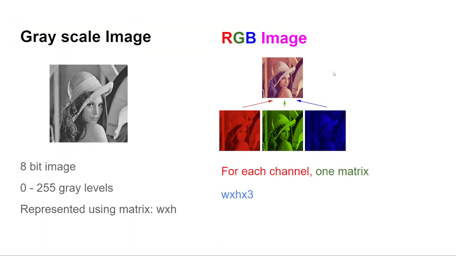So this is a representation of a particular image. There are actually two types of images, grayscale image and RGB image. For grayscale image, we have only one plane, and that one plane will be saved in the code as a matrix. Say this is an 8-bit image. 8-bit image means one pixel is represented using 8 bits. 8-bit means we can have 256 gray levels here.